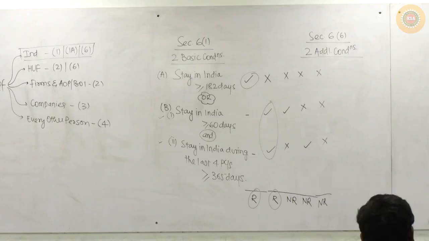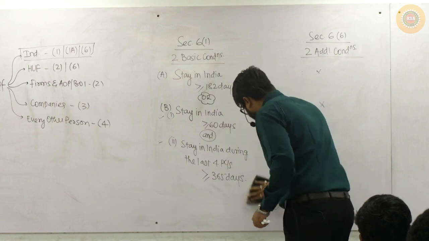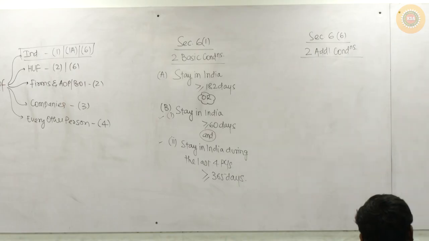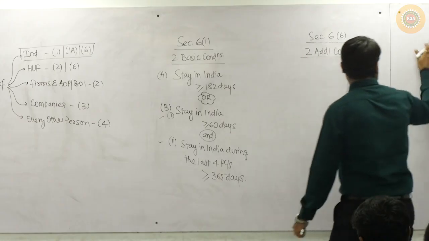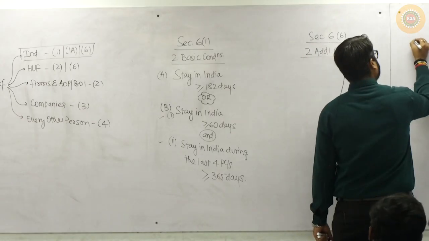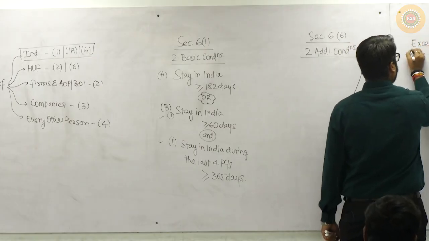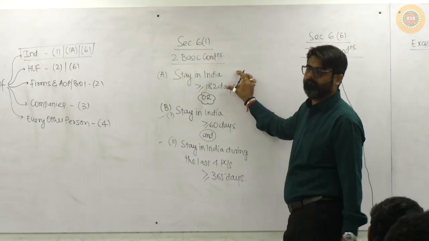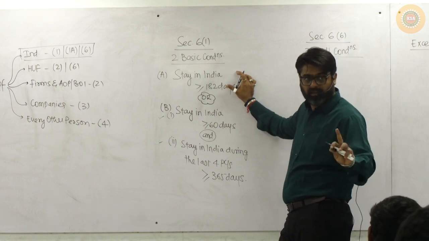Okay. Now, see, in all the cases, what we are supposed to do: if basic condition A is not fulfilled, we are going to check basic condition B. Now, I am writing 3 exceptions. In these 3 exceptional cases, we will check only basic condition A. We are not going to check basic condition B.